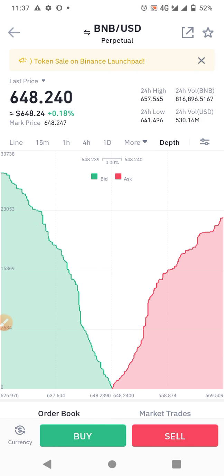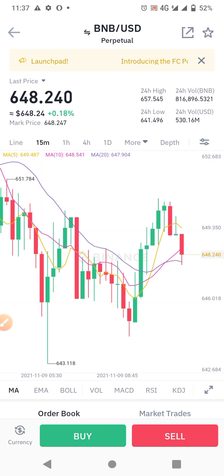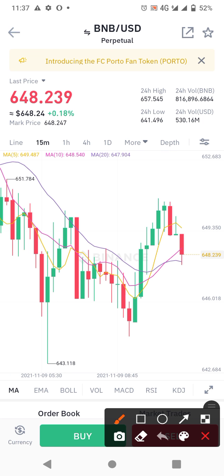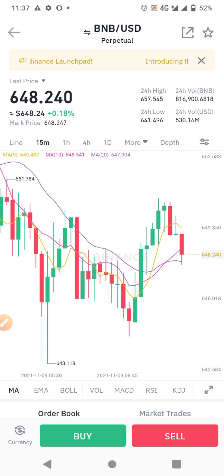So to go back to the candlestick, just click on any of the time zones. You can see it. Very good. If I want to tweak my recording, I'll click here, so to give me a landscape view. Okay, sorry. Indicators, heights, and more. Let's not dwell on that.